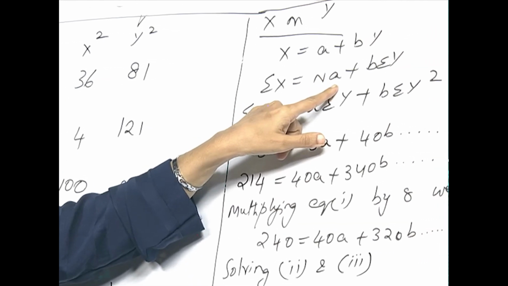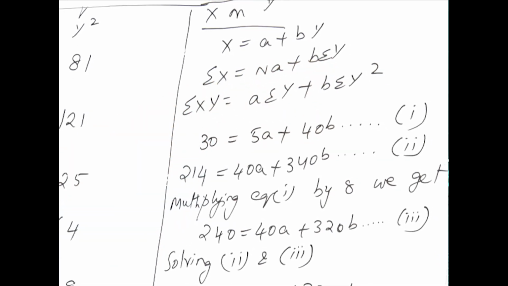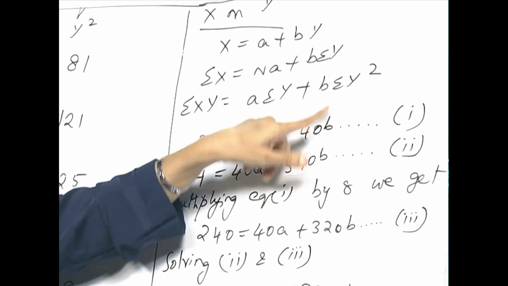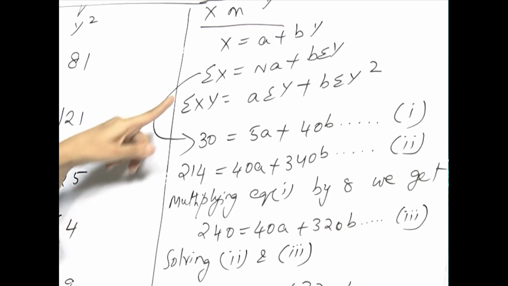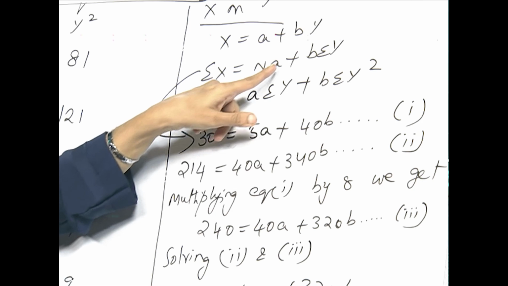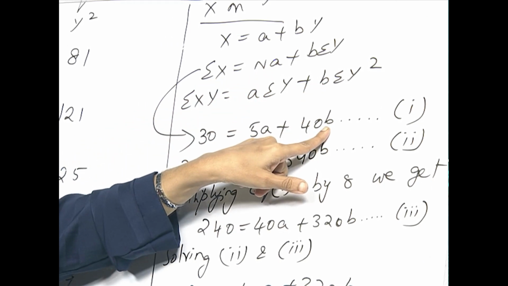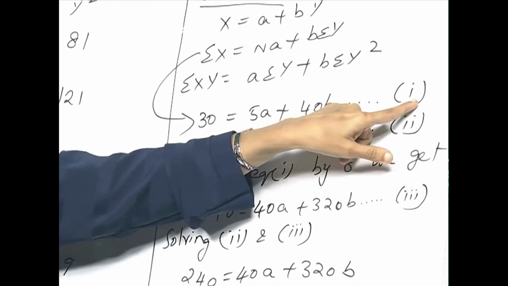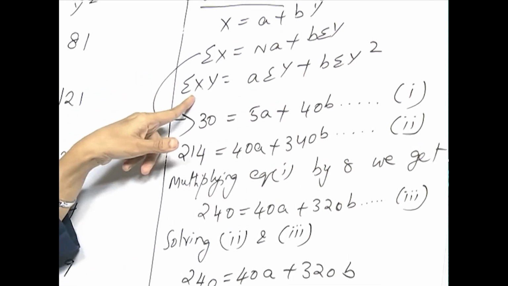A is what we are trying to find out, so a is written as it is. Now, summation of y, which we calculated, is 40. So, we have kept 40 here, and b is what we are trying to find out. So, this is our equation 1, where summation of x is 30, n is 5, the number of units, a is a as it is, b is b as it is, and summation of y is 40. So, we have substituted and got equation 1. In the same way, we get the second equation, which is the summation of the product of x and y.